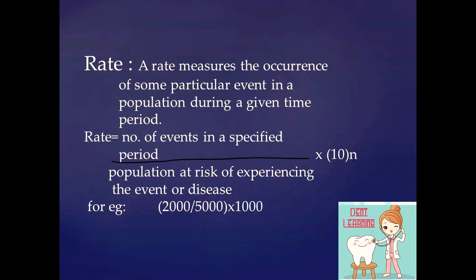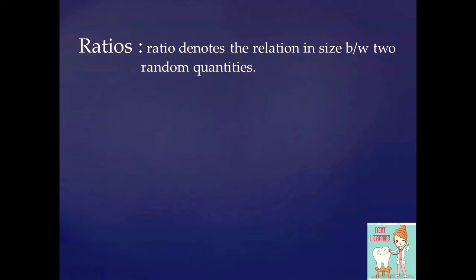Now, ratio denotes the relation in size between two random quantities. This is the comparison between two random quantities. If you take an example of incidence of gingivitis in pregnant and non-pregnant women, you will get a ratio like this.